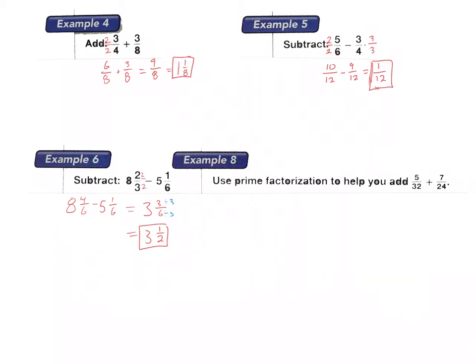Example 8 says use prime factorization to help add these. So we already know how to find prime factorization, so I'm just going to pause the video and write those out in prime factorization to save us a little bit of time. Alright, so 32 is equal to 2 times itself 5 times. 24 is equal to 2 times itself 3 times, times 3. So the least common multiple is going to have those 5 2's in it, and then it's also going to have 3 2's and a 3, which is that part right there. And so the least common multiple is going to be 96.